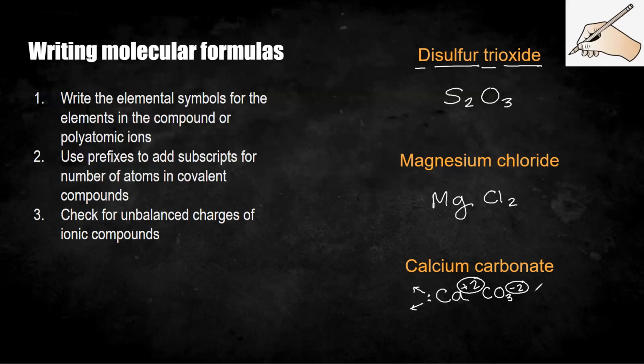Now, adding together, as we just did in magnesium chloride, +2 plus -2, that is equal to an overall charge of 0. So this is actually our formula for calcium carbonate, CaCO3, and it becomes a neutral compound. So I hope this gives you some basic introduction to writing molecular formulas and the difference between molecular formulas and empirical formulas. And I look forward to discussing this with you all more in class.